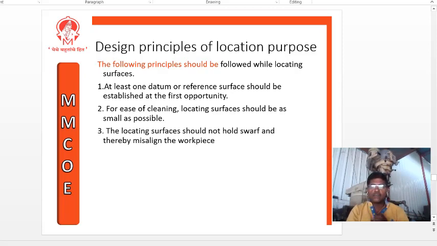The locating surface should not be swapped and thereby misalign the workpiece. Many times, due to the bending or shifting of the locating pin, the total system or jig may misalign during the drilling operation. So care should be taken that the locating surfaces do not hold a strap.